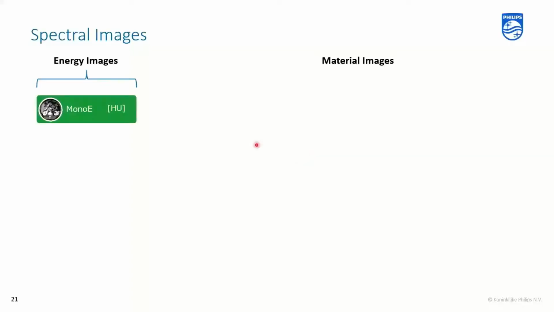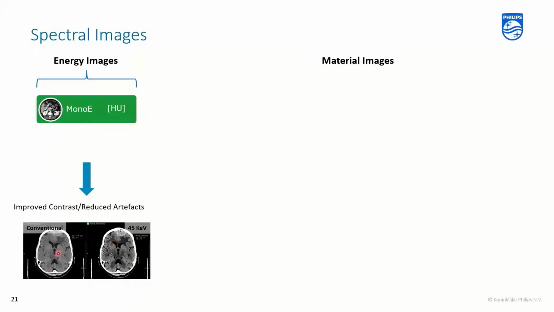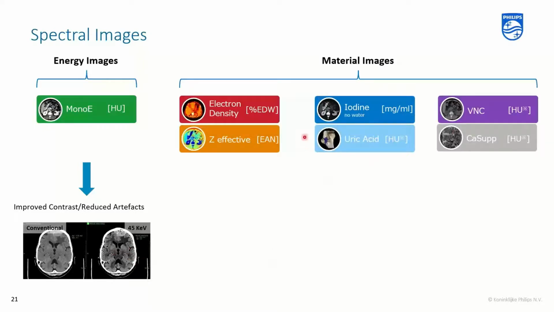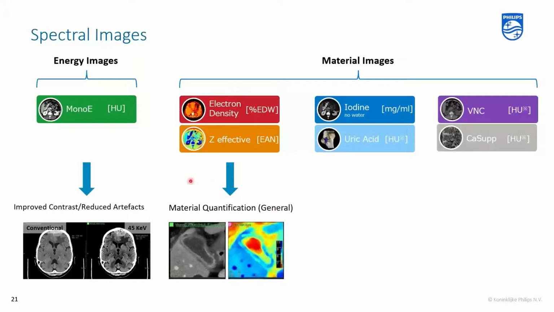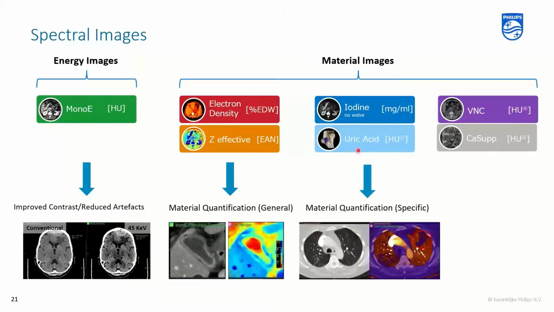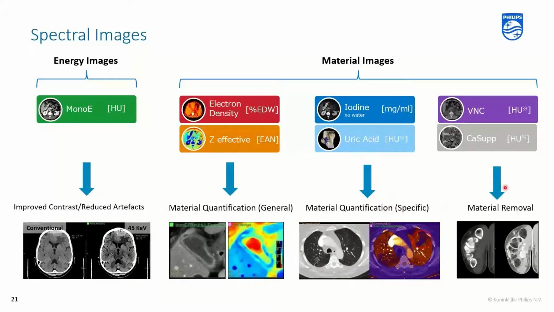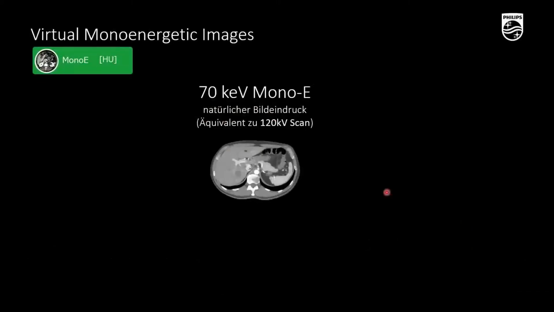What do we have for results? I touched on this a little bit, but as I mentioned, the energy images, so the monoenergetic images, here's just another example of the brain where you can see in a conventional image versus the low energy image, a much higher contrast between gray and white matter. Then we have the material images. These can be what I would call sort of the general material images. So electron density, what we call Z effective, is the average atomic number of the material. We also have specific material images, for example, iodine or uric acid, or we have the material removed images, the virtual non-contrast or the calcium suppression.